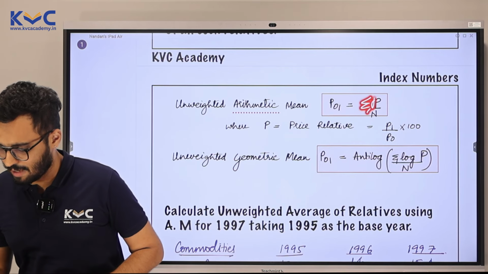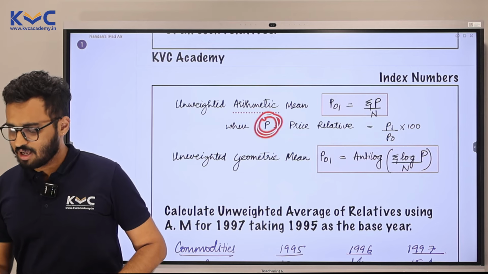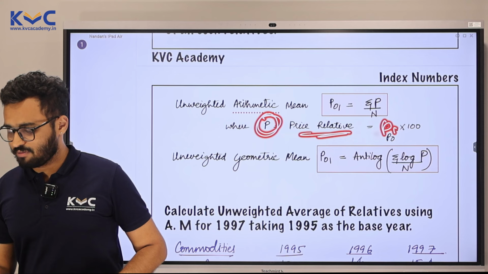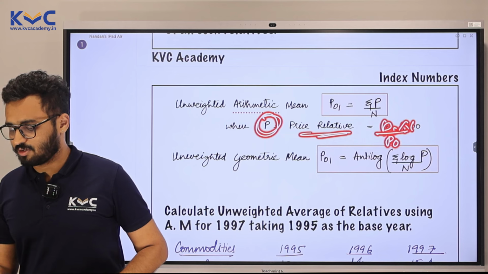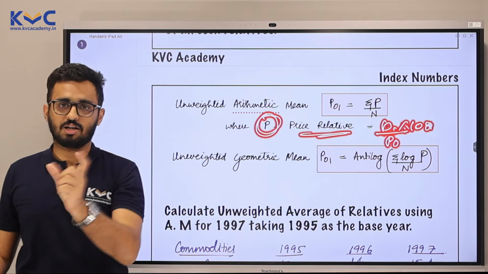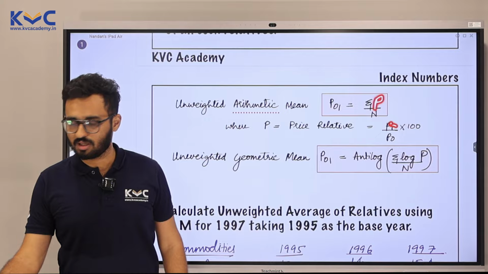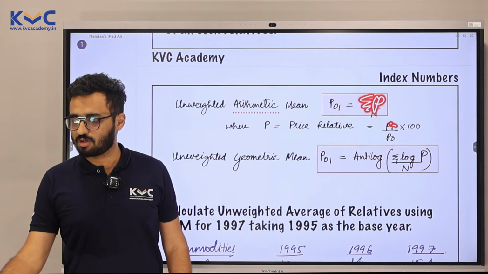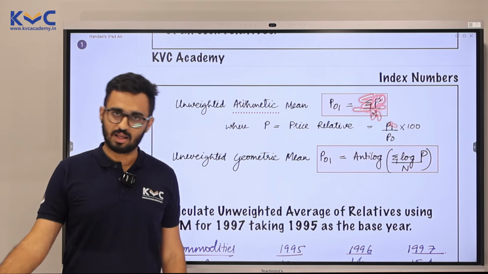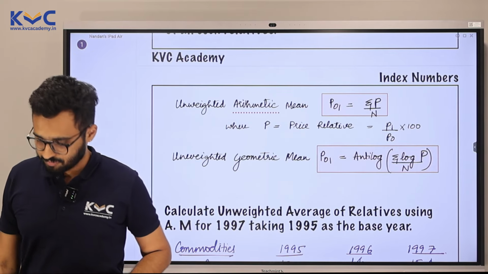What is the formula? Summation P divided by N. What is capital P here? Price relative, which is P1 divided by P0 into 100. So I have told you already the steps, right? For each of the commodities you will calculate the price relative. So that is this P that we are talking about. Total up all the price relatives and find the average. That is the simple average of relatives index number.